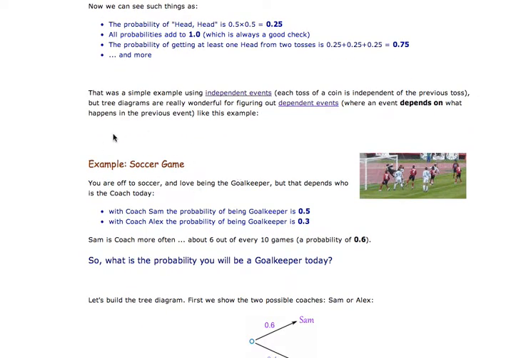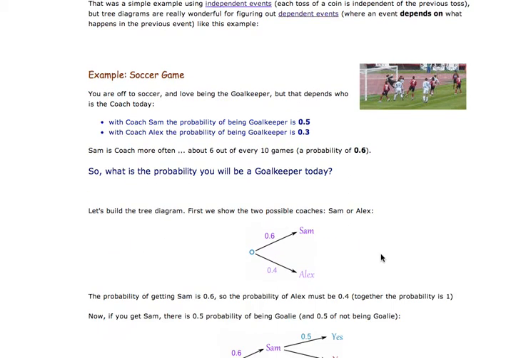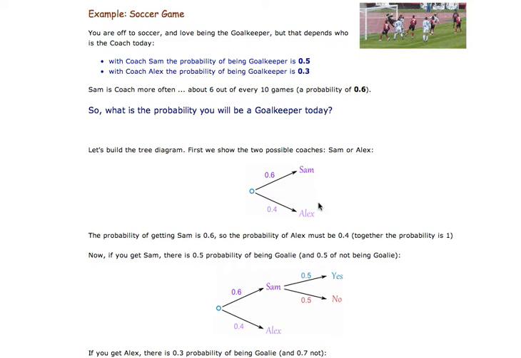So if I'm going to talk about the soccer game here, it depends on who the coach is. It says with Coach Sam, the probability of being goalkeeper is 1/2. With Coach Alex, the probability of being goalkeeper is 3/10. Sam is coached more often, about 6 out of every 10 games, which is a probability of 0.6. So what's the probability that you'll be a goalkeeper today?